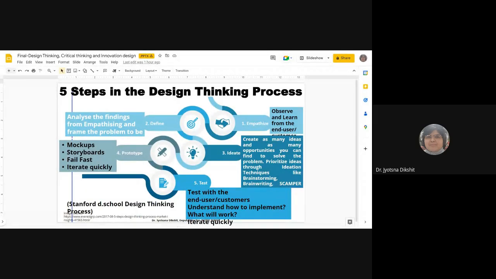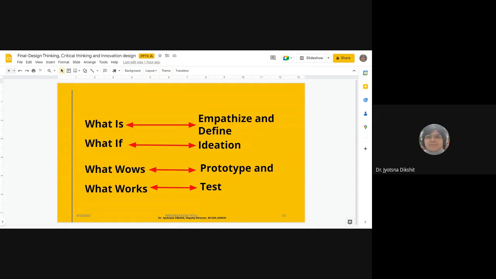The reason for developing the prototype is that, once a prototype is developed, it could be tested with our end users. And if there is any flaw, it could immediately be developed again and retested, so that before it reaches the stage of the minimum viable product, we have feedback on what will run in the market and what will not. And the what is, what if, what wows, and what works stages map as follows: what is maps with the empathize and define stages. What if maps with the ideation stage. What wows matches with the prototype, and what works matches with the test stage.